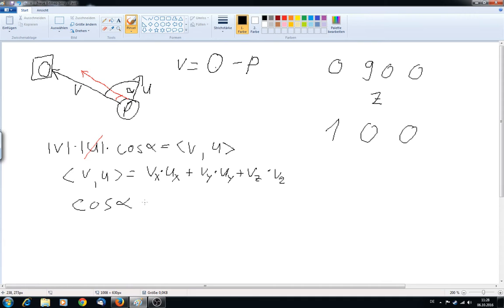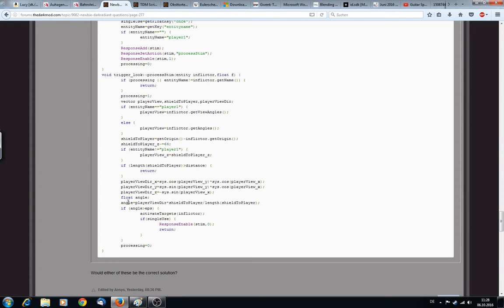The script uses that the cosine of alpha is the scalar product of the viewing direction and the direction towards our object, divided by the distance between the player and the object. This is what we're going to use, and we see this in this line. I call this angle, but it isn't really the angle; it's the cosine of the angle. So we have the player viewing direction, the direction the player is currently looking at, times this shield to player. This is our vector view. I call it shield to player because when I created the script, I tested it with a shield, so the name doesn't make much sense.